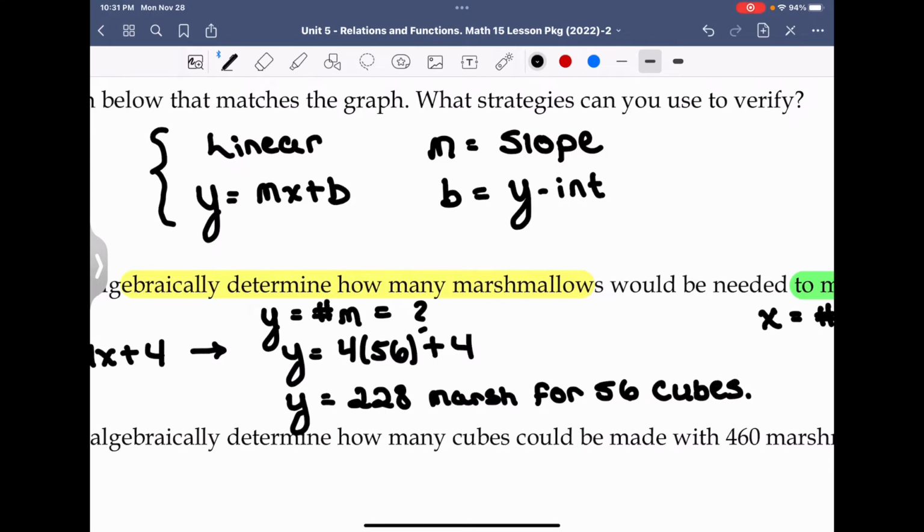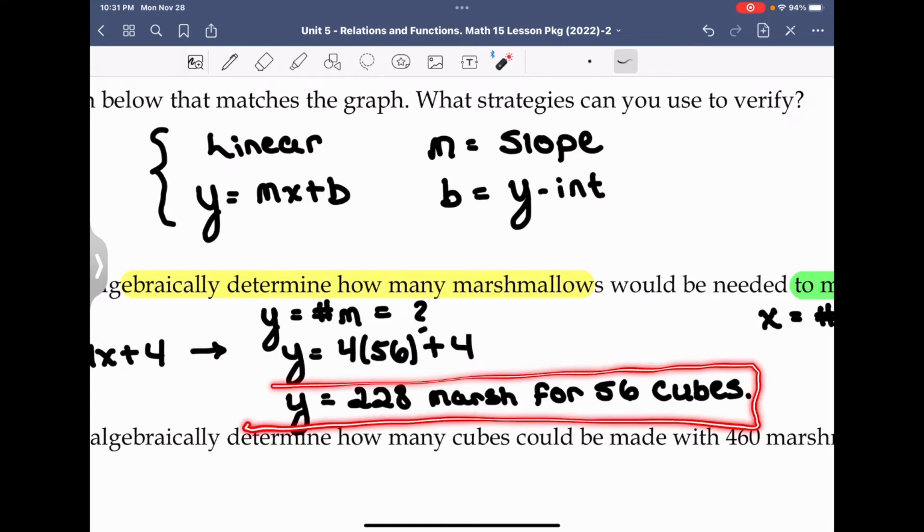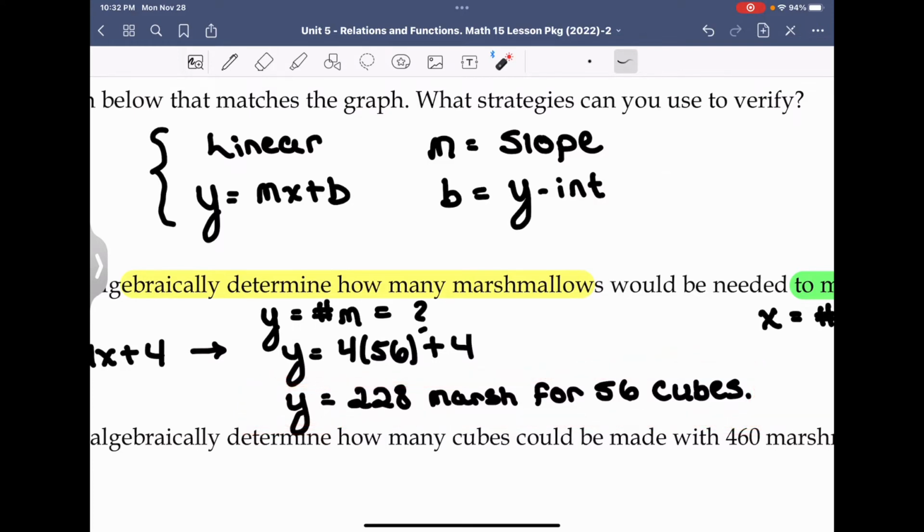So the nice part about these problems is we can actually steal the direct context from the question and put it back in our answer as a way to give our final answer. This is a perfectly acceptable final answer where we've not only described exactly what we found, but we use the context of the problem to assist us in this description. There is 228 marshmallows in 56 cubes.